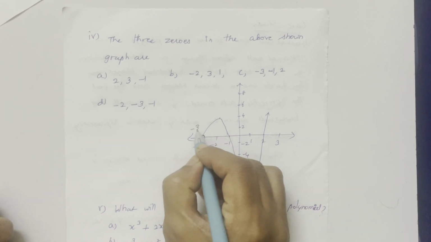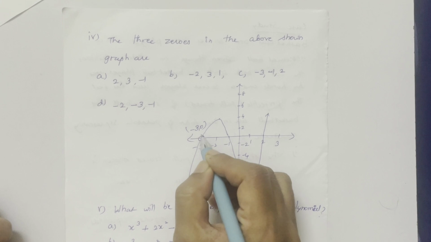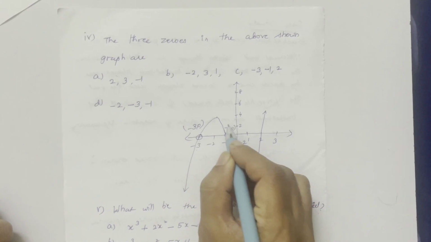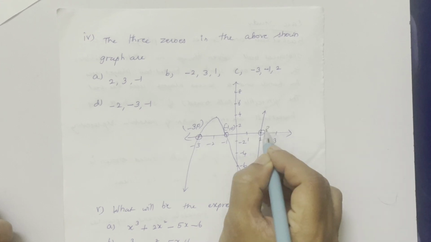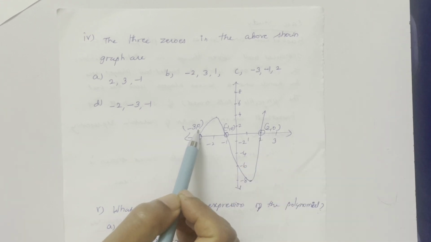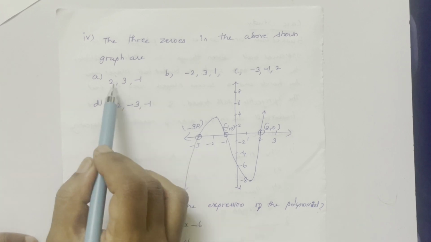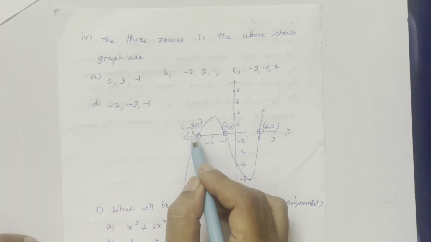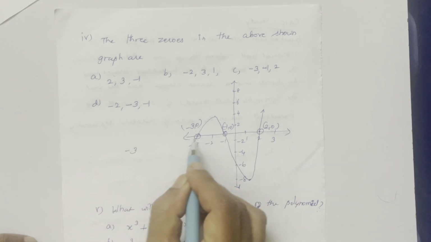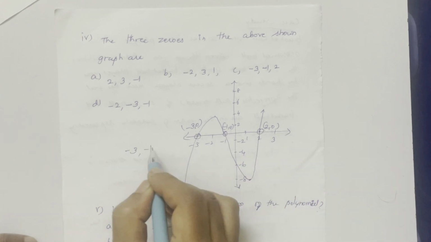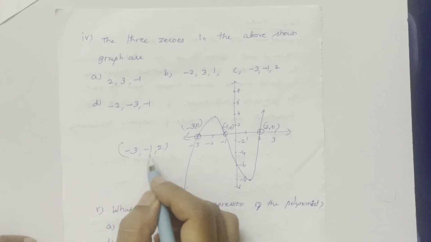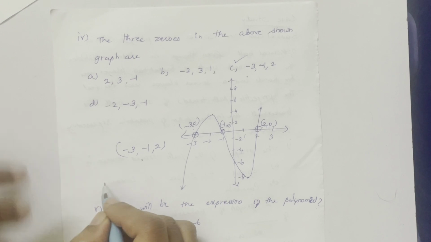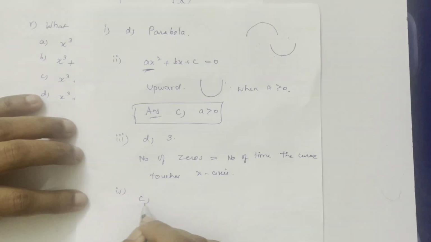Here minus 3 comma 0. X coordinate is minus 3, y coordinate is 0. In this point minus 1 comma 0 and this point 2 comma 0. Here we have written x and y coordinates, but the options stated only x coordinates. So we have to pick the answer from here. That is minus 3, minus 1 and 2. These are the zeros. This corresponds to option C. So answer C is correct.